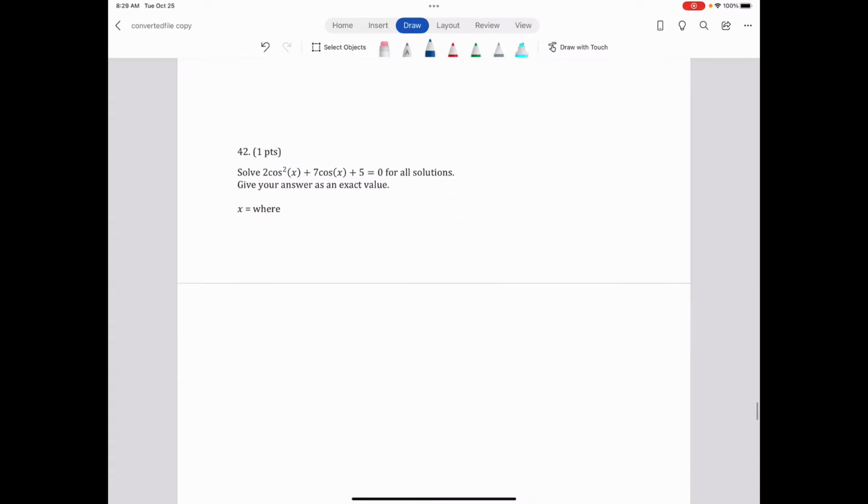Question number 42. We need to solve 2 cosine squared x plus 7 cosine x plus 5 equals 0. Again, we're going to factor 2 cosine x and cosine x. 5 is 5 and 1, so I'm going to put the 5 here and the 1 here.